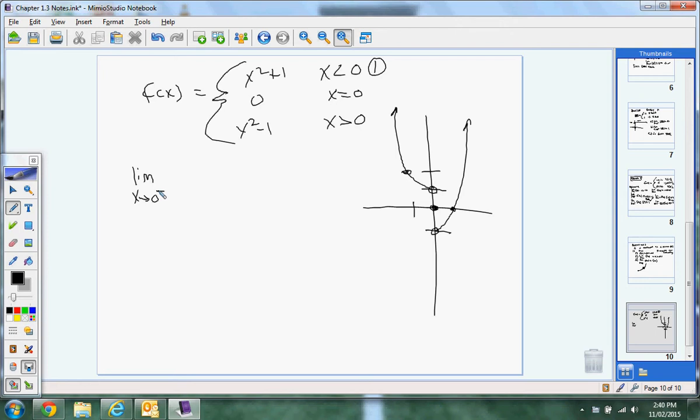As x approaches 0 from the left, we are going to be using this guy because that's the left of 0. If I plug 0 in, I get 0 squared plus 1, so I get 1 for that limit. Now if I do the limit as x approaches 0 from the right, I will get this guy because that's bigger than 0, coming from the right. So I'll put 0 squared minus 1. I get negative 1. Not the same, so the limit does not exist. It's discontinuous.